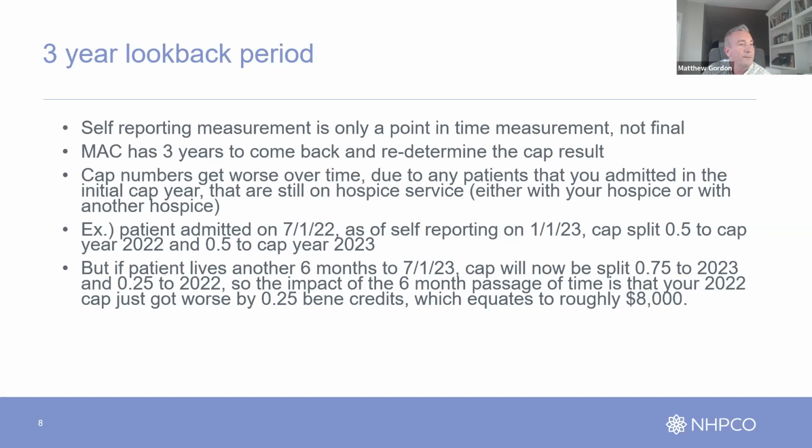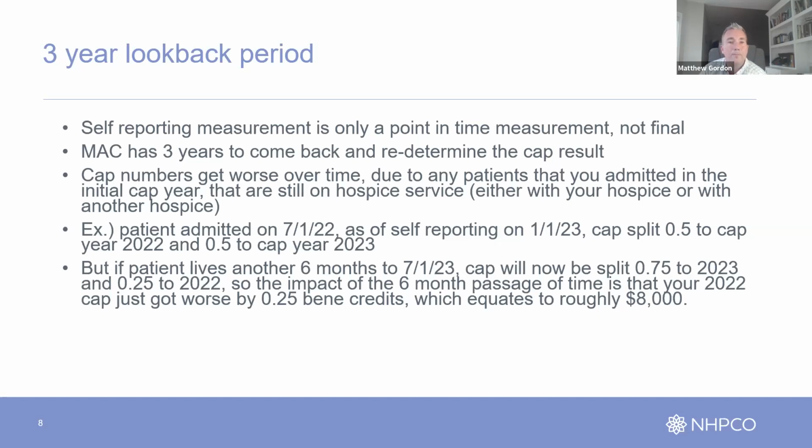But now let's say the patient lives another 6 months before eventually passing away on July 1st, 2023. All right, now if you were to measure CAP on that later date, July 1st, 23, your credit would now be split 75% to 2023 and 25% to 2022, because now at that point you've got 9 months of service on 23 and it's still only the 3 months on 22. So just due to that passing of time, the 6 months, your 2022 CAP got worse by 0.25 credits, which is roughly $8,000. So that's the mechanism by which CAP gets worse over time.